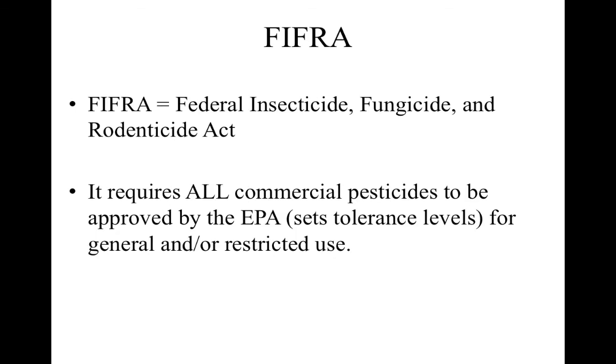Okay, and this is our last slide here. Another piece of legislation is the Federal Insecticide, Fungicide, and Rodenticide Act. Side means kill, so if you put side on the end of a word, it means it kills that thing. So there's a federal law, and it requires all commercial pesticides to be approved by the EPA, and the EPA sets the tolerance levels for general or restricted use. What that act did is it gave the government control over commercial pesticides, meaning if you're a chemical company, first you have to prove that it was safe by a prior legislation, but then even before you sell it, you need to have approval by the EPA.